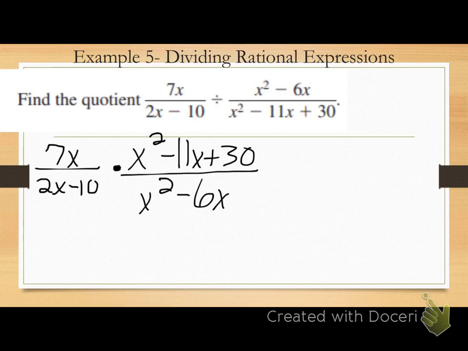Everyone okay with that? Like I said, now this just becomes a multiplication problem that we've dealt with before. So could 7x factor any?